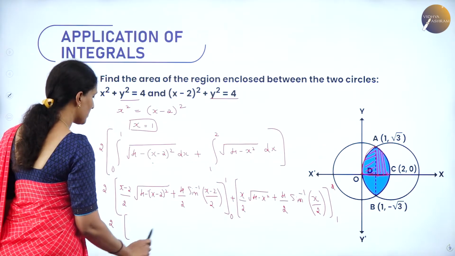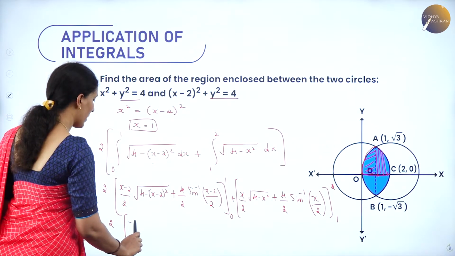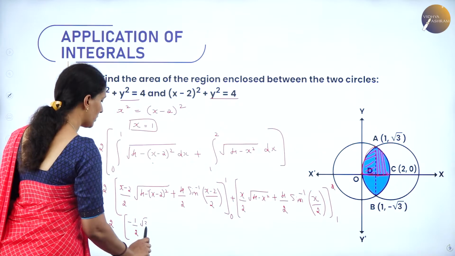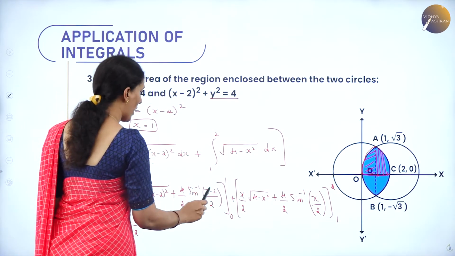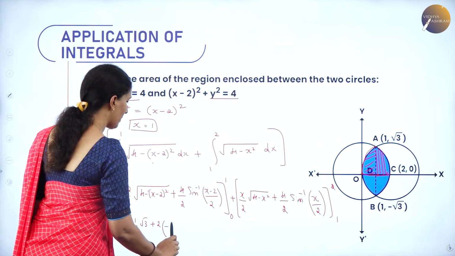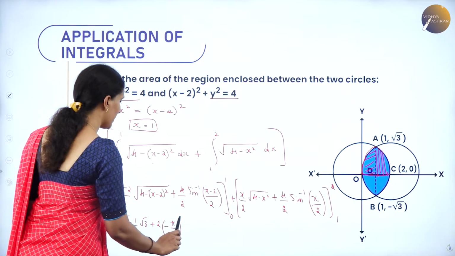So let's see what happens for the upper limit here. Upper limit is 1. 1 minus 2 we have minus half. So minus 1 whole square is 1. So we have root 3. Next we have 1. So 4 by 2 is 2. Sine inverse of minus half can be taken as minus pi by 6. So this is for the first limit.